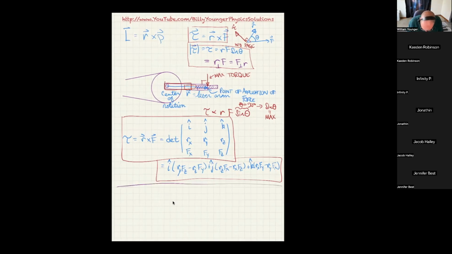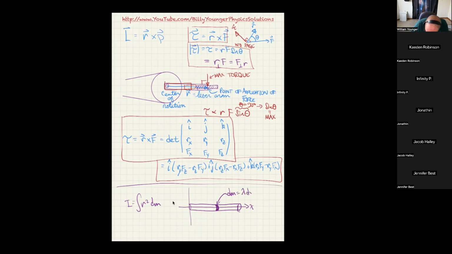I'm going to say I is equal to the integral r squared dm. And what I'm going to do is imagine that along the x-axis, I have a rod that has its mass uniformly distributed. So this is a rod whose mass is uniformly distributed. So what I'm going to do is call this little bit right here my differential mass element. And I'm going to say it's lambda times dx.